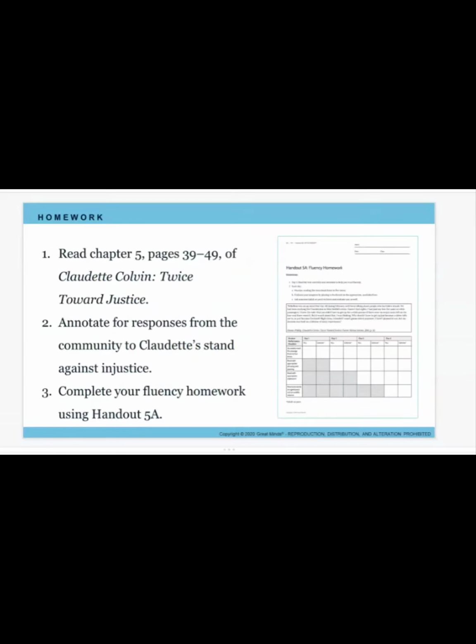For tonight's homework, I want you guys to read chapter 5, pages 39 through 49 of Claudette Colvin and annotate for responses from the community to Claudette's stand against injustice. So in other words, when you read that section, how did the community react to her taking a stand and speaking out against the injustice that was taking place on the bus? Also complete your fluency homework on handout A.